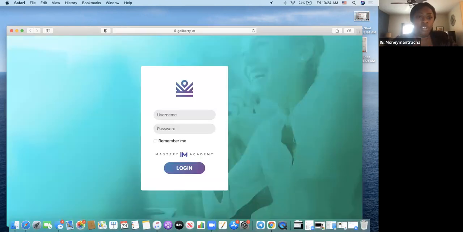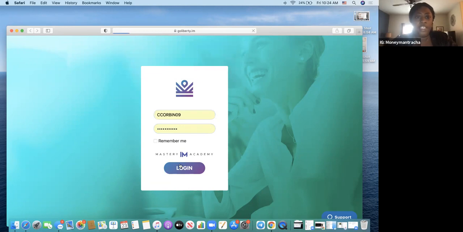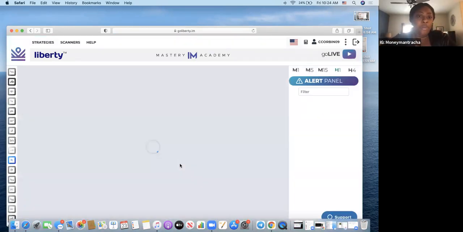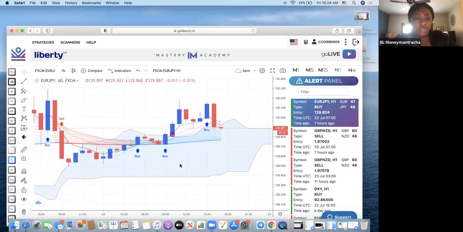So we are going to start on Go Liberty, or whichever platform you're going to be using to mark up your charts. But I'm going to be using the Liberty Scanner, because I'm going to take a strategy apart and then we're going to put it back together to understand how these things actually work to make things flow.